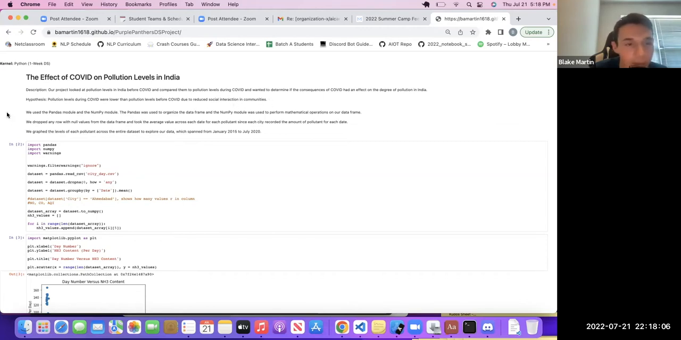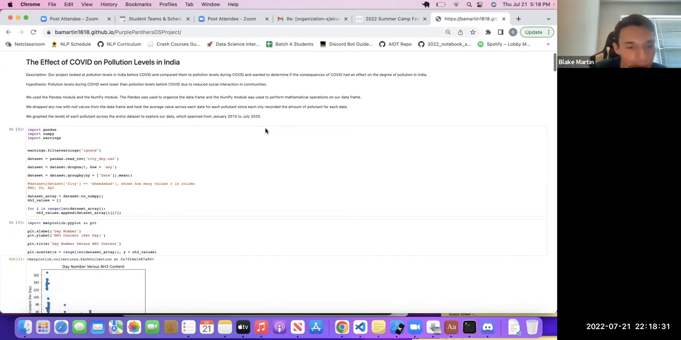We used the pandas module and the NumPy module. The pandas was used to organize the data frame, and the NumPy module was used to perform mathematical operations on our data frame. We dropped any rows with null values from the data frame and took the average value across each date for each pollutant, since each city recorded the amount of pollutant for each date. We graphed the values of each pollutant across the entire data set to explore our data, which spanned from January 2015 to July 2020.